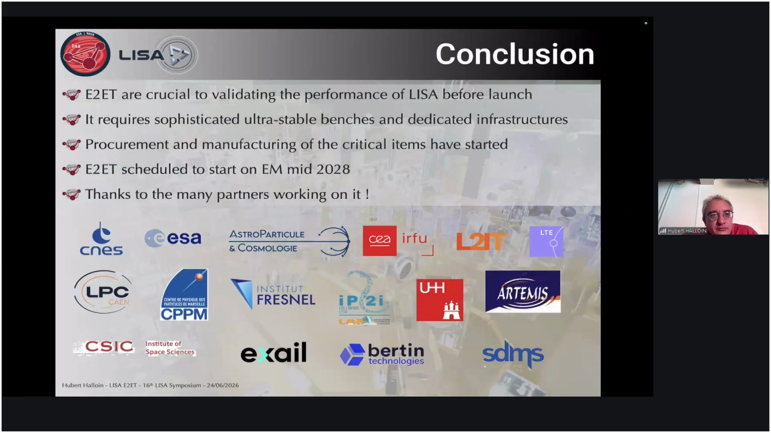So, as a conclusion on my part, I will say that, as before, the end-to-end tests are crucial to validating the performance of LISA before launch, but it requires sophisticated and ultra-stable benches and, of course, dedicated infrastructure. So procurement and manufacturing of all these critical items have started, and we are on schedule to start the EM testing in mid-2028. And of course, this work has been done and is being done by many partners in France and abroad, and you have here a few logos of the different partners working on it.